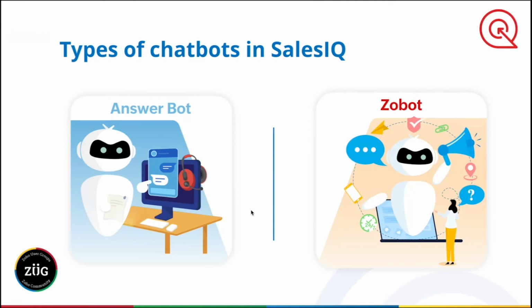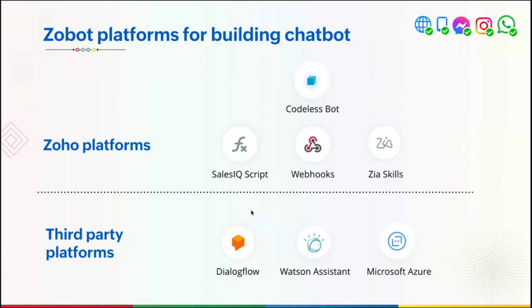When you ask a question, the AnswerBot will get an appropriate answer from your SalesIQ knowledge base and give it to your visitors. When you're using Zobot, you can automate your simple tasks or create a chatbot for your own business use cases. So that's the main difference between AnswerBot and Zobot. In order to build Zobot, we have 7 different types of platforms.